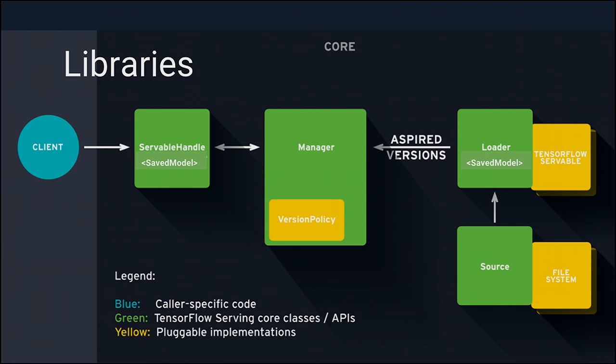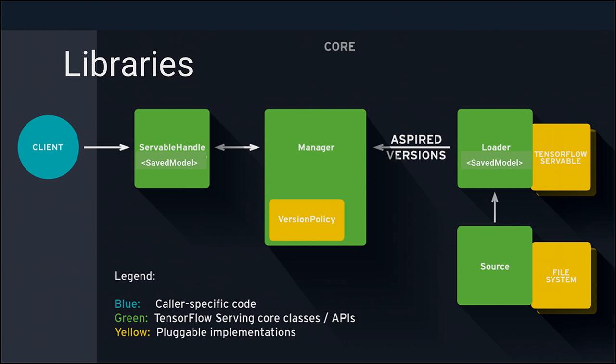So let's imagine that this is a server, and you're doing video recommendations, and you have version 1 of your model loaded, and it's called My Model. So you have a source, and the source is responsible for identifying new models that should be loaded. So we have a file system plugin to the source. It does exactly what it sounds like. It monitors the file system, sees that there's a new version. Let's say, aha, version 2 arrived, right?